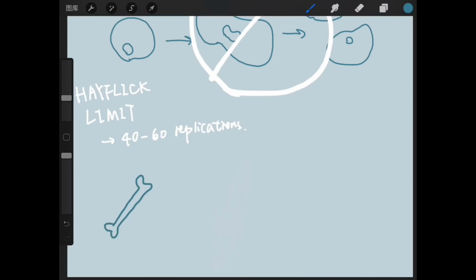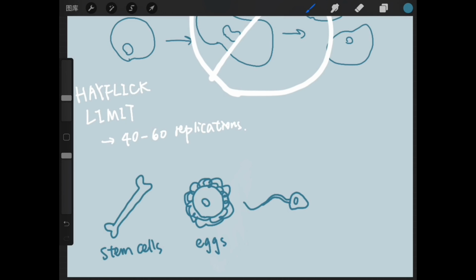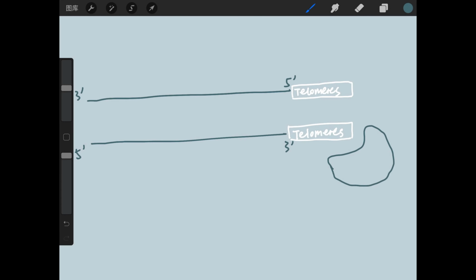In order to support more cell divisions, there are enzymes called telomerases in stem cells and gametes, which can increase the length of telomeres when used up. Telomerase is an enzyme that can bind to telomeres at the 3' end of the lagging strand. It carries a piece of RNA and uses it as the template for extending telomeres.